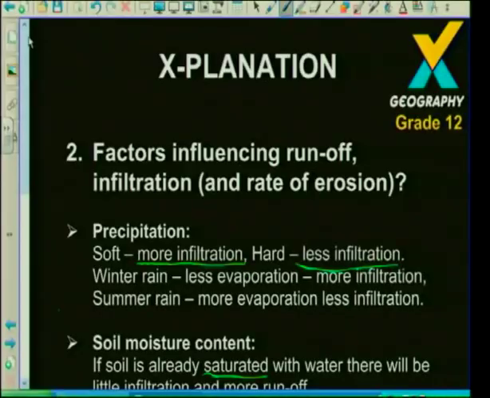So what you need to remember from this very important section, which is the factors influencing runoff and infiltration, is what the different factors are, and more importantly, what effect are they going to have on the runoff, and ultimately, if they're affecting the runoff, how does that affect infiltration? Always, if we are going to have a high amount of runoff, we will have less infiltration. If we have less runoff, we will have more infiltration.